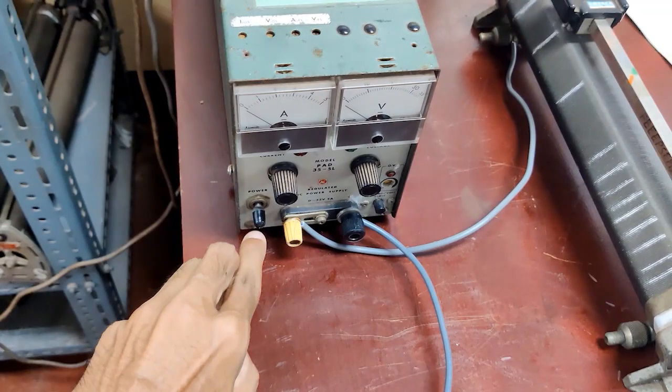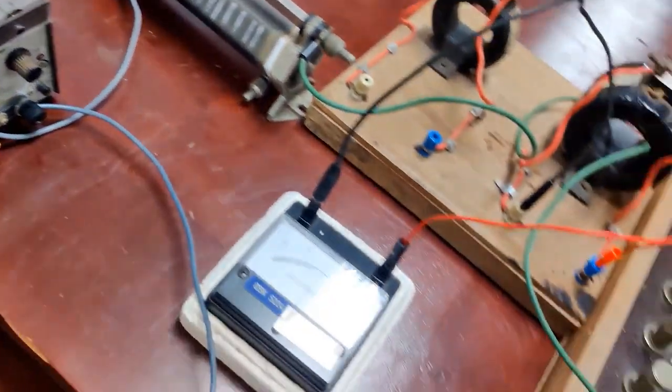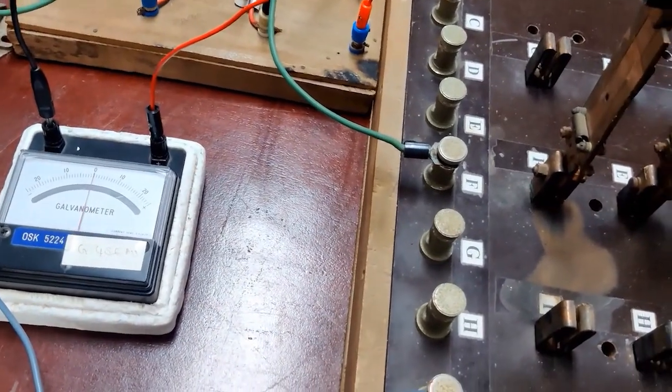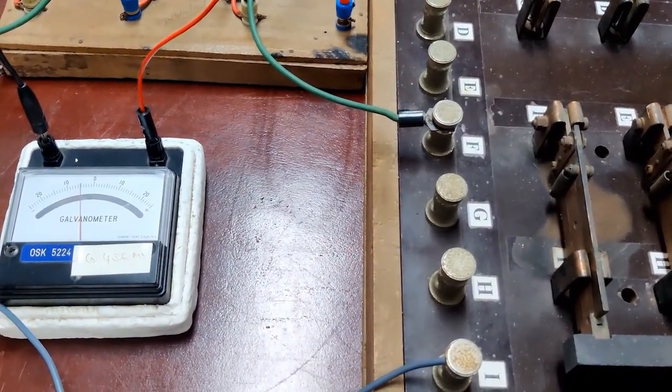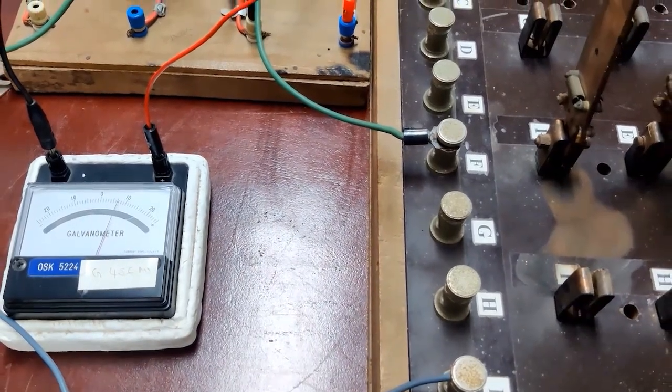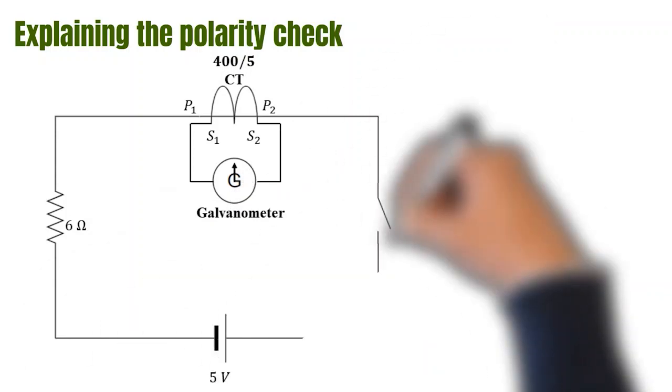Now, let's check the polarity. First, switch on the DC supply and make the voltage 5 volts. Then, turn the switch on and off quickly. Observe the deflections of the galvanometer in both cases, so you know the directions of the primary and secondary currents.